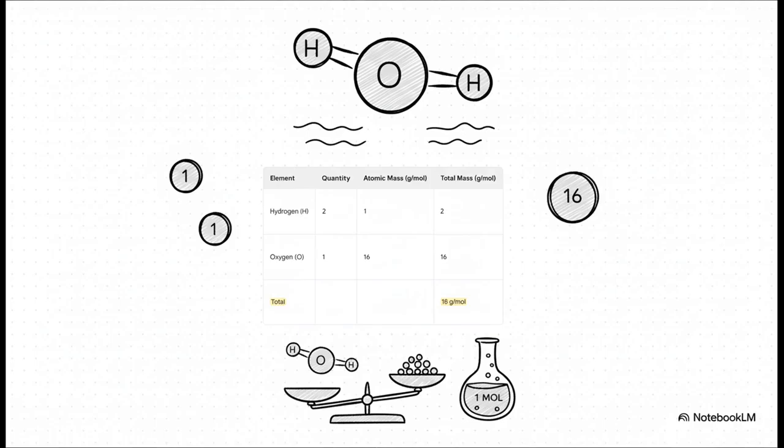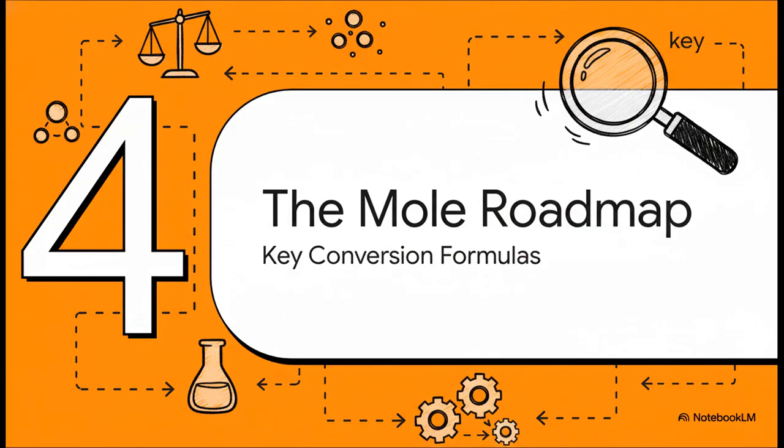Okay, so looking at the formula, we've got 2 hydrogen atoms, and each has an atomic mass of about 1. And we have 1 oxygen atom with a mass of 16. You add it all together, and you get 18. That means the molar mass of water is 18 grams per mole. So if you weigh out 18 grams of water, you know for a fact you have exactly 1 mole of H2O molecules.